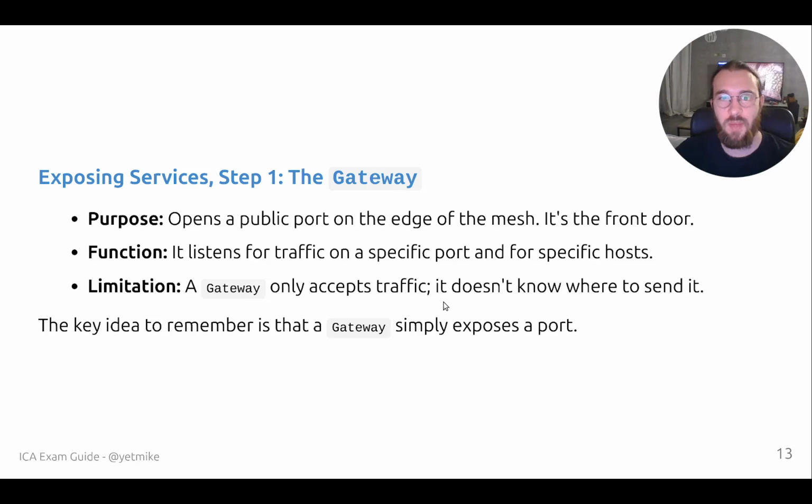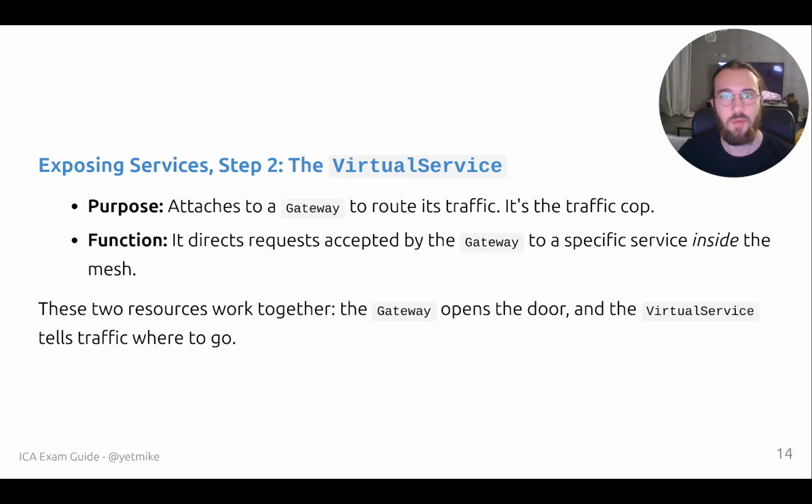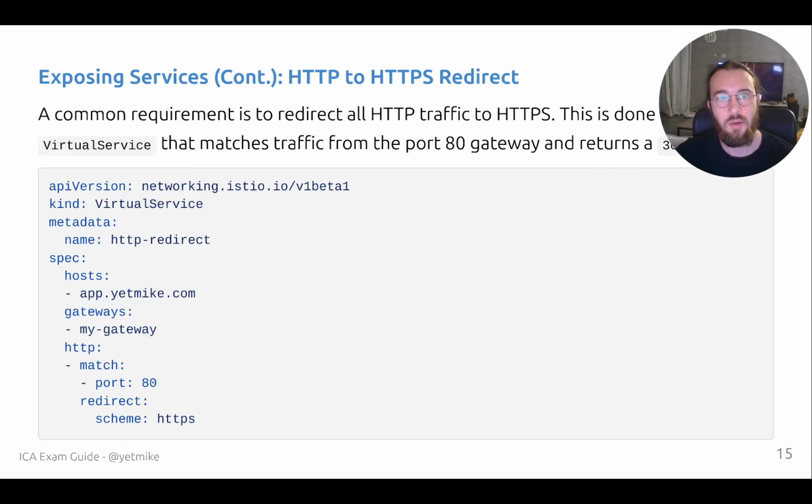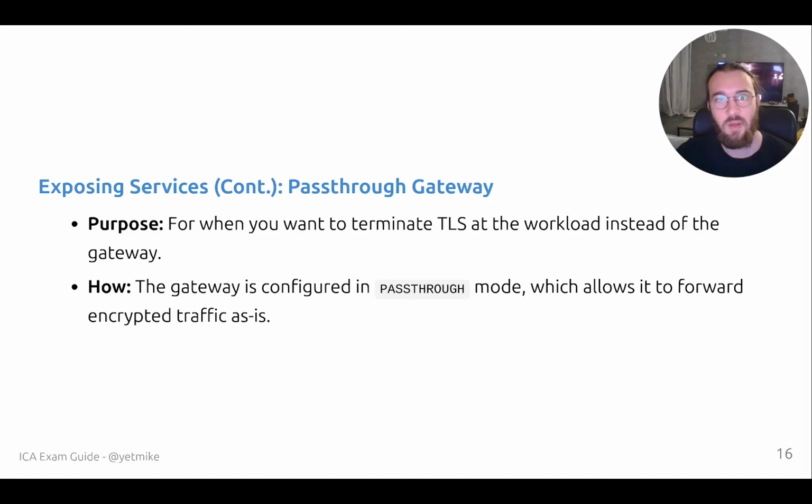On traffic management, you can use the Gateway to expose your application externally. You specify the host names and the ports it accepts traffic on. Also, you can provide the secret name for your TLS certificate. The VirtualService is the resource that ties the gateway and the service together. You specify through which gateway you want to expose your service and the service to which you want to route the traffic. Here's an example of how to do an HTTP to HTTPS redirect.